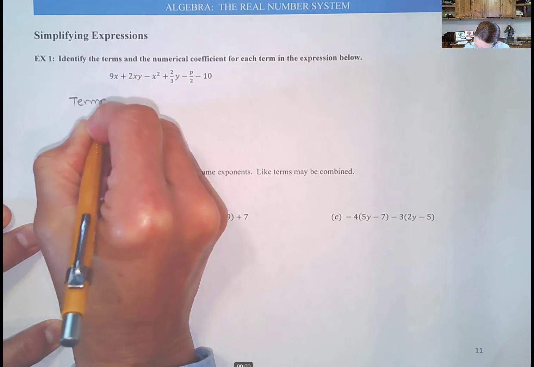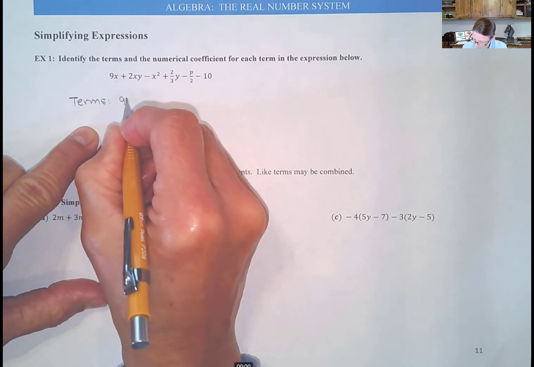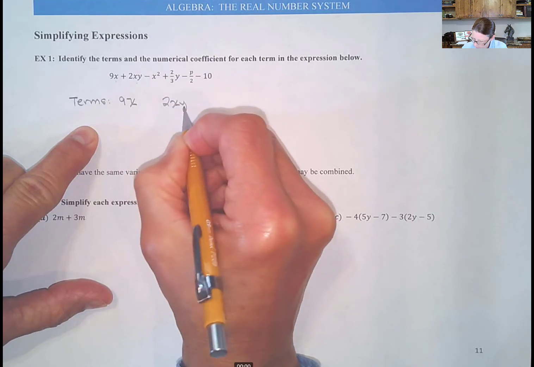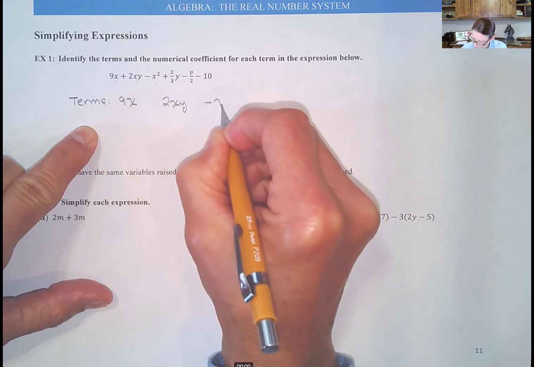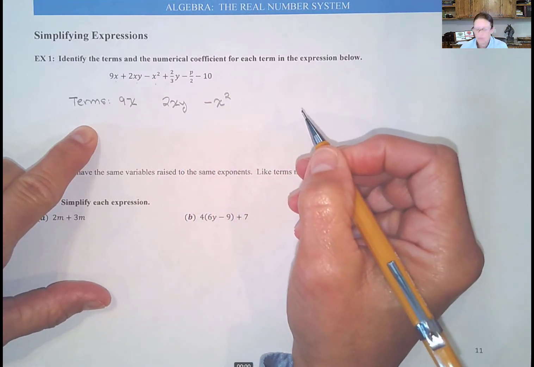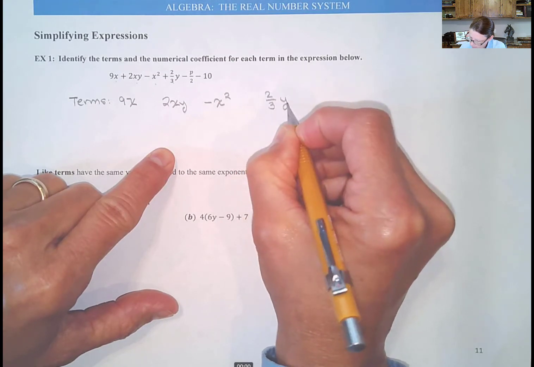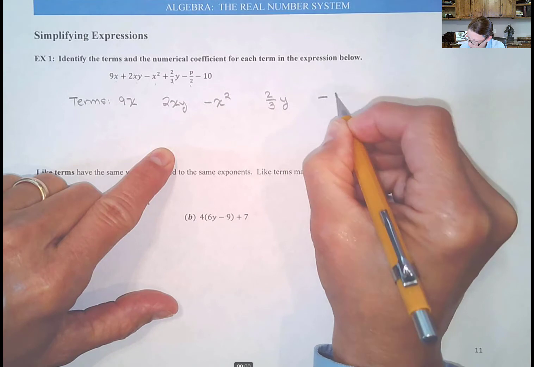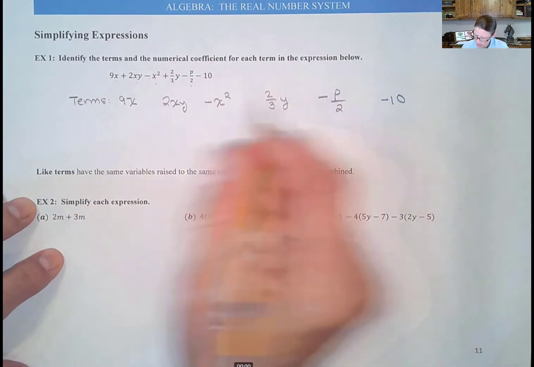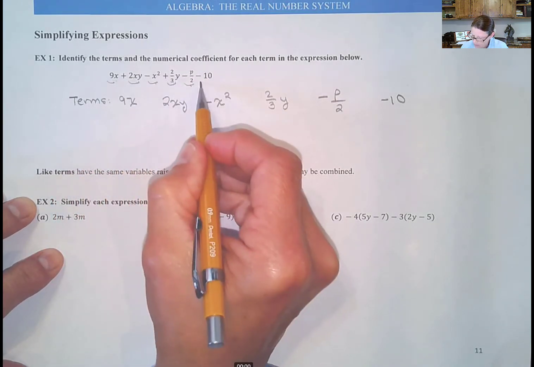So as we think about our terms, 9x is a term, 2xy is a term, negative x squared is a term. We always take the negative or positive symbol with the term, okay? 2/3 y is a term, negative p over 2 is a term, and negative 10 is a term. Okay, so the terms are separated by your plus and minus symbols.